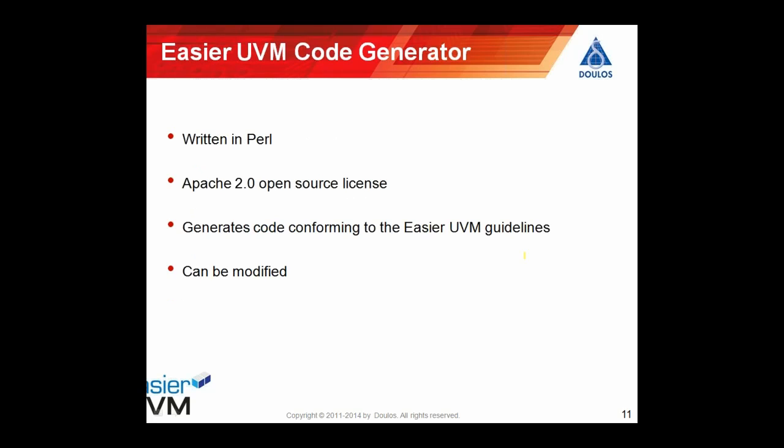What we've got in UVM is a code generator. The code generator is simply a Perl script. It was originally based on a Perl script that Cadence donated to UVM World, so some of you may be familiar with that and used it already. And what we've done is to take that and heavily modify it. It's made available under an Apache 2.0 open source license. You can grab the Perl script and do what you like with it. And it generates code that conforms to the Easier UVM coding guidelines.